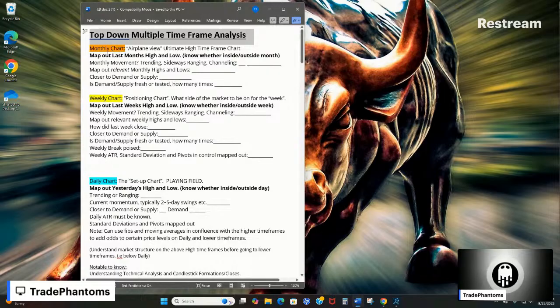The reason being is I color code these designated time frames, the higher time frames, right? So orange is going to be monthly time frame. Anything that you see in the color code orange has to do with the monthly time frame. Weekly is going to be yellow. Daily is going to be blue. So those are the designated color codes.